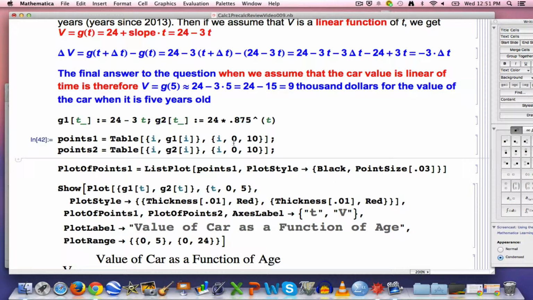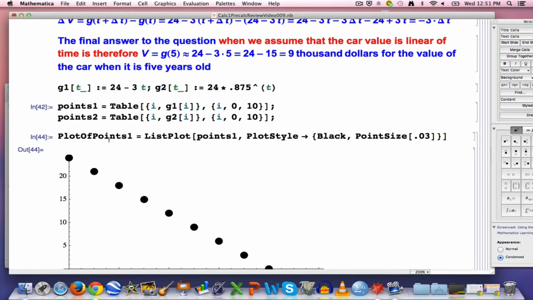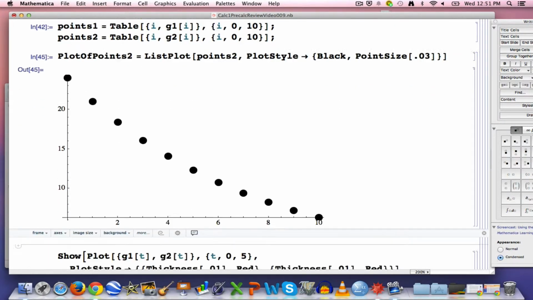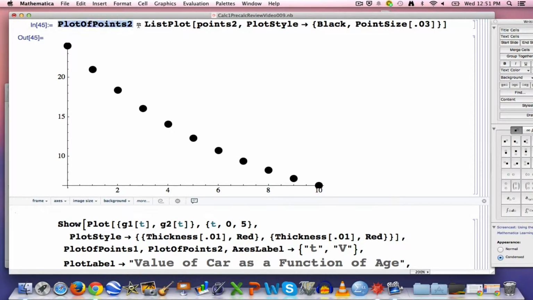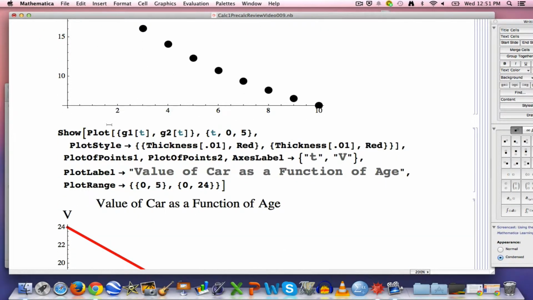We use Table and ListPlot once again to create these plots. I can change those 1s to 2 and then re-enter this to get those plots stored in these variable names. And I can once again use Show to combine plots, a regular plot. Let's change this red to blue for the exponential decay. And I've got plot of points 1 and a plot of points 2.